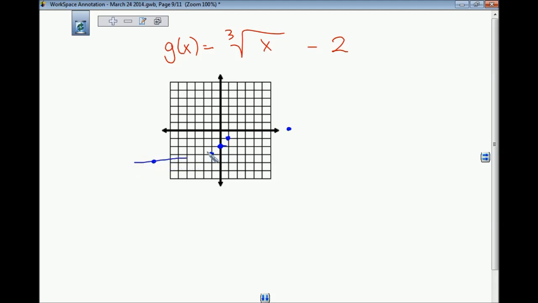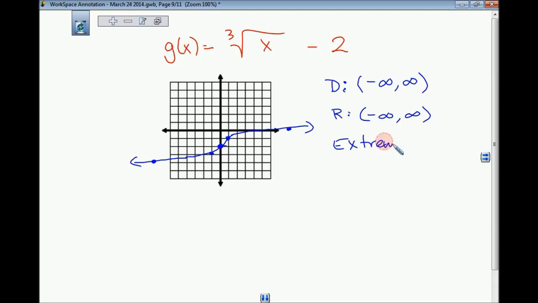And it looks like this. What's the domain of this function, guys? Negative infinity, positive infinity. Range? Negative infinity to positive infinity. Extrema? None. Good. X-intercept? It looks like 8, 0.